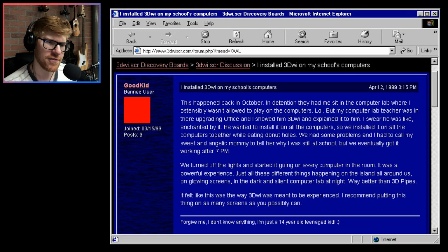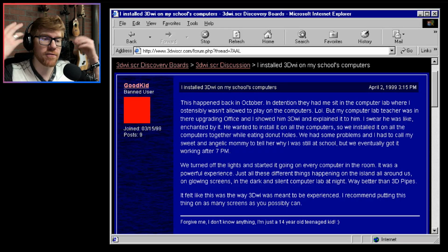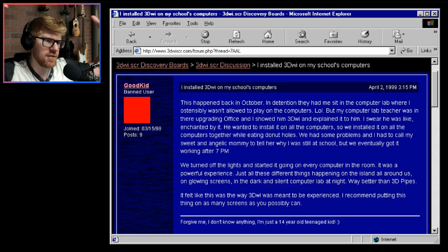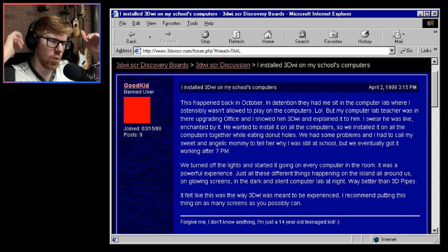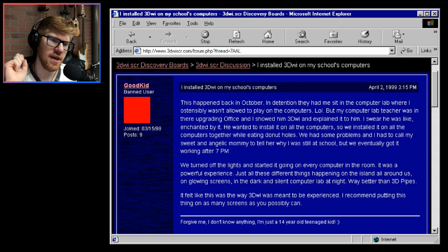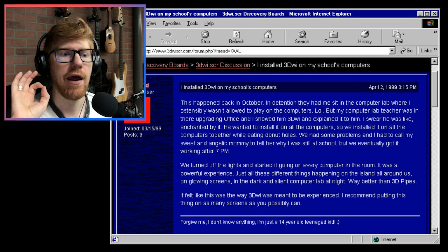We turned off the lights and started it going on every computer in the room. It was a powerful experience. Just all these different things happening on the island all around us, on glowing screens, in the dark, in a silent computer lab, at night. Way better than 3D Pipes. It felt like this was the way 3D Wii was meant to be experienced. I recommend putting this thing on as many screens as you possibly can.